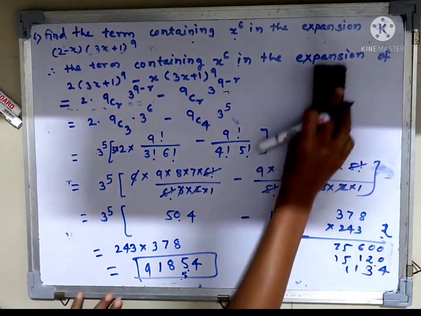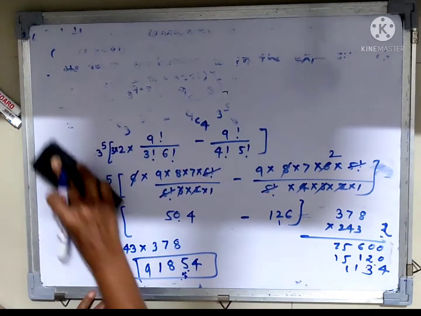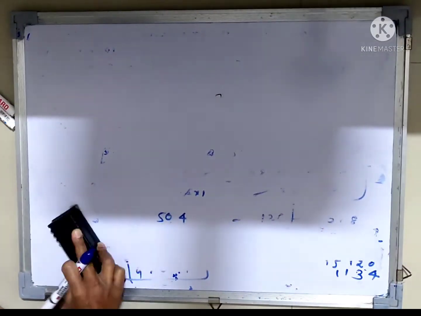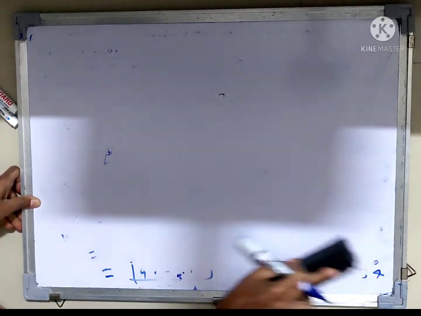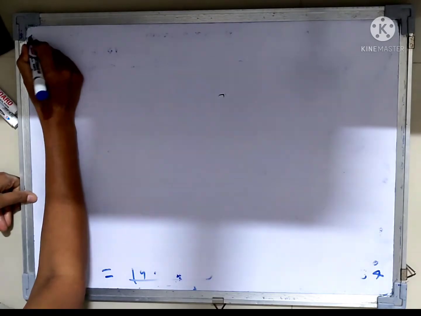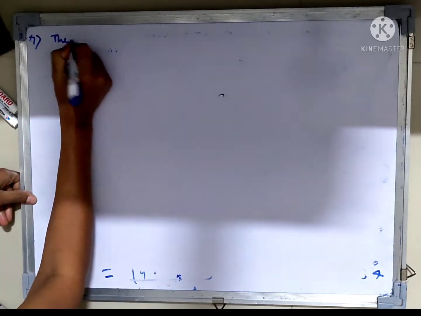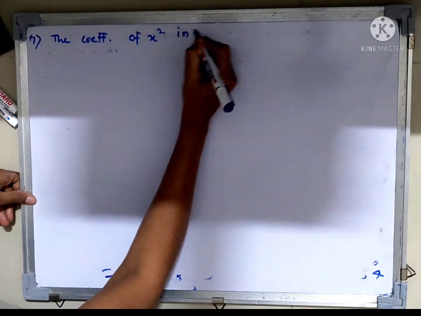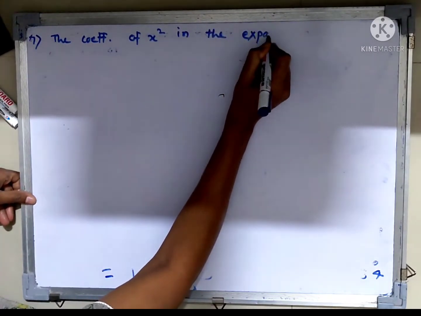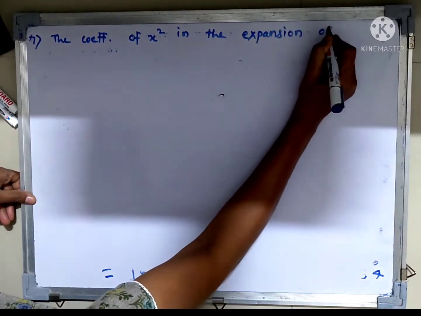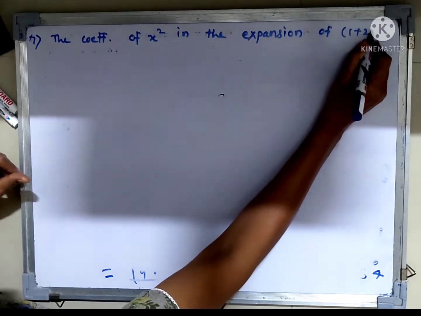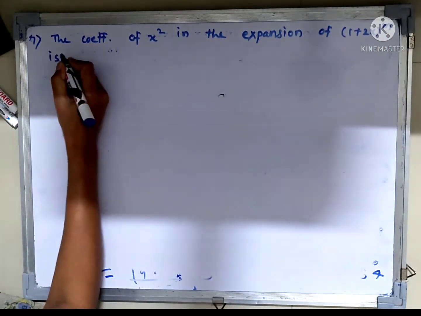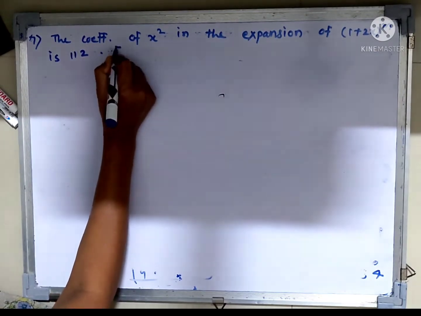Example number 7, and it is the last example of this exercise. It is the last example. Okay. Example number 7. The coefficient of x square in the expansion of 1 plus 2x raised to m is 112. Find m.